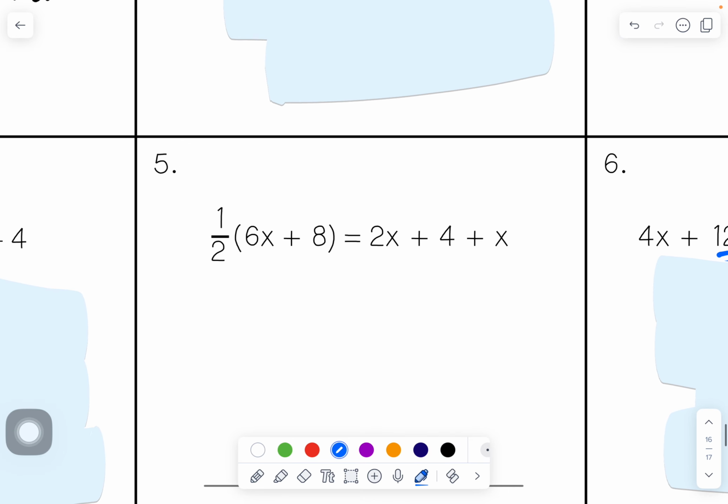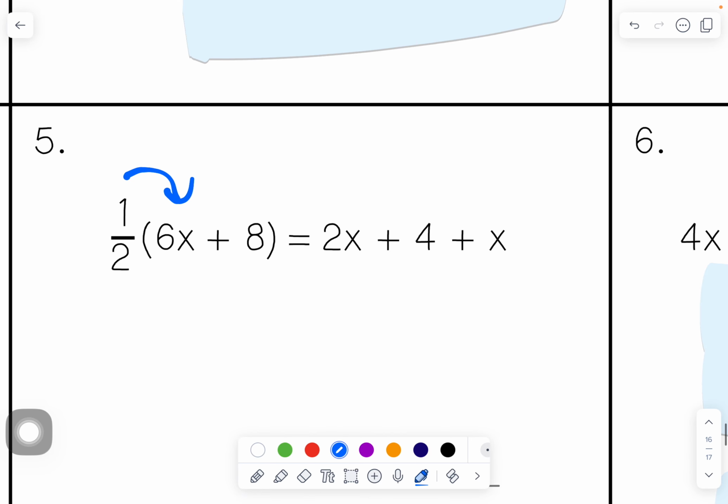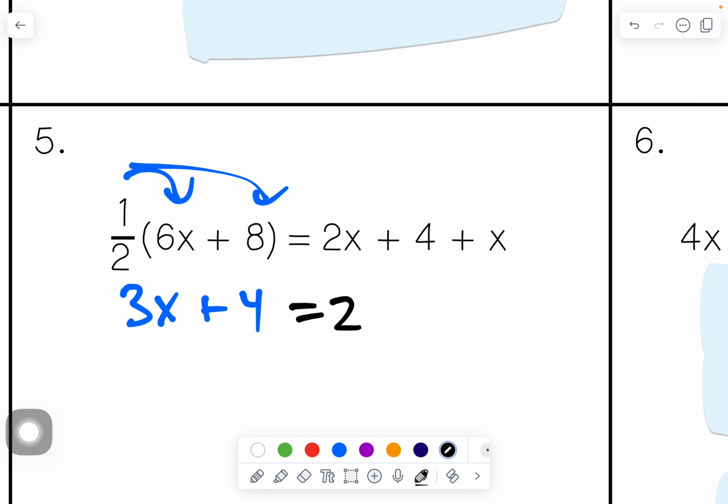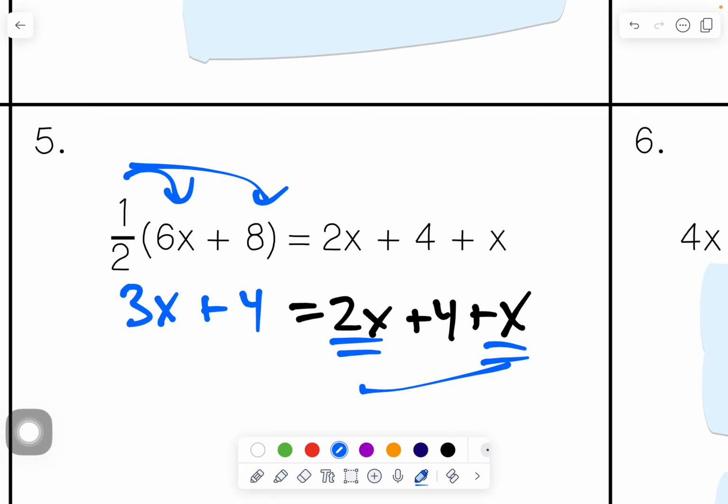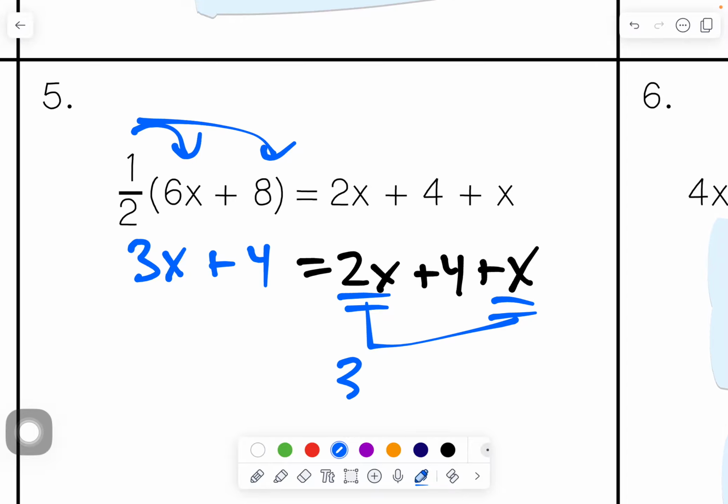All right, let's try another example, see how this one shapes out. So I'll get 3x by distributing my 1/2 plus 4. On this side, I have 2x plus 4 plus x. I want to combine my like terms. So over here, that's 2x and x, which makes 3x. I did not change the plus 4, and I did not change this side.